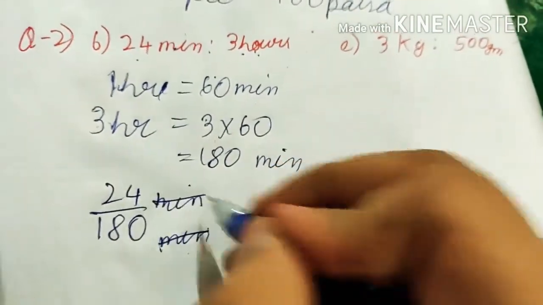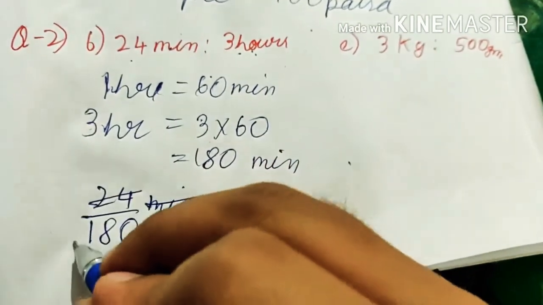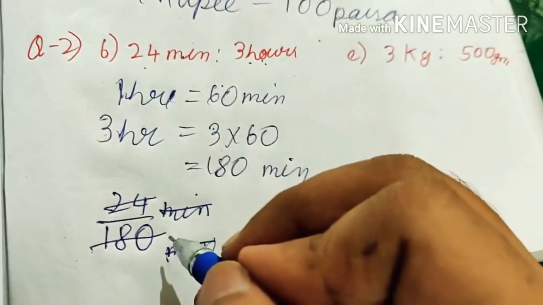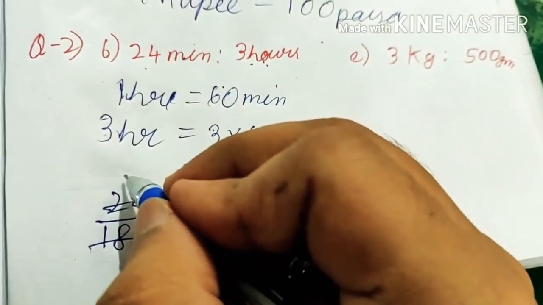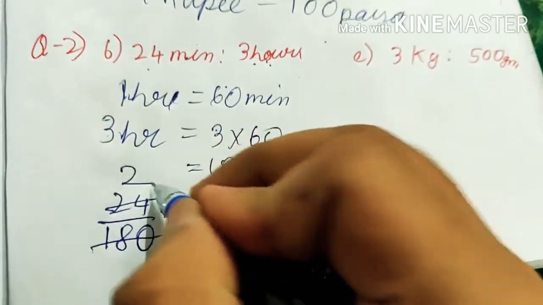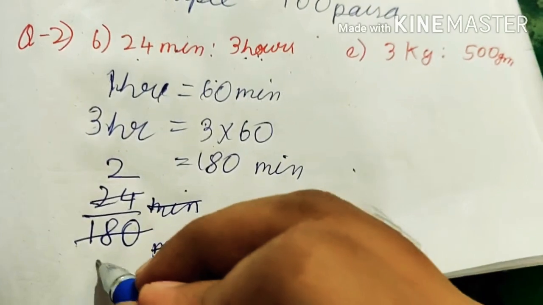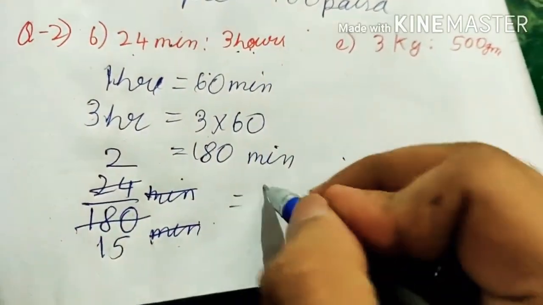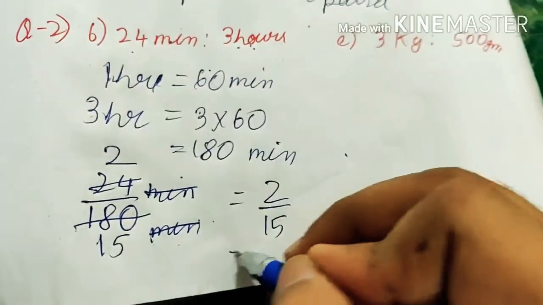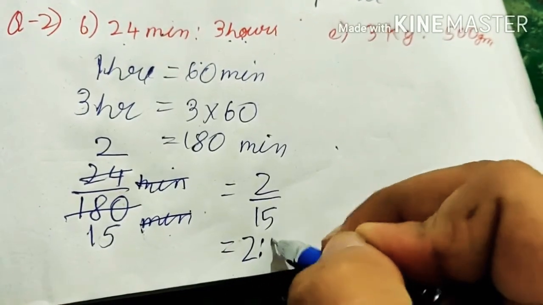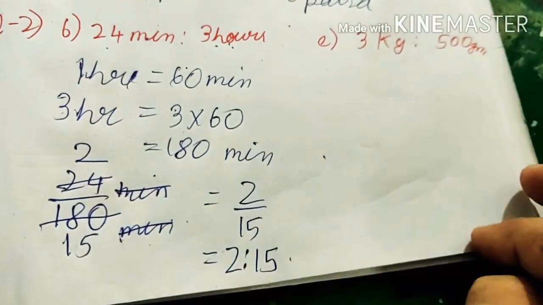Here minute and minute can be deducted. 24 and this, you can cut it by 12 directly. You can get 2 here, and cutting it by 12, you will get 15 here. So 2 upon 15, that is 2 ratio 15.